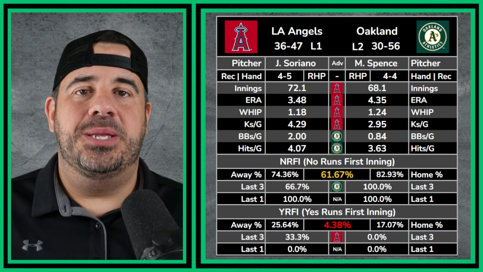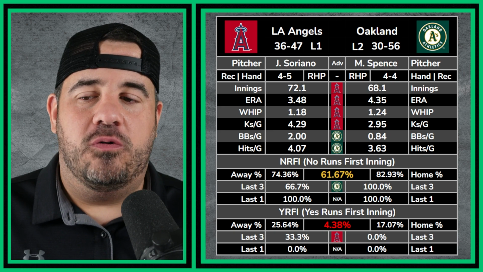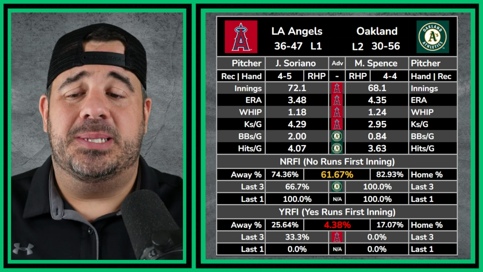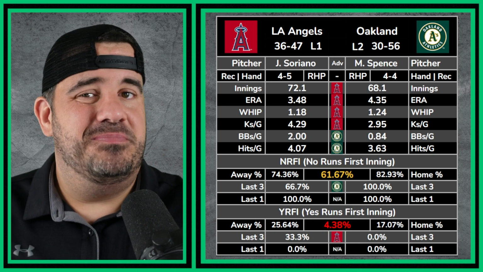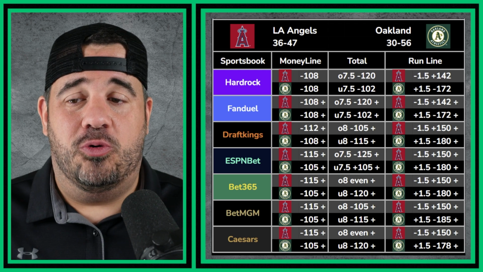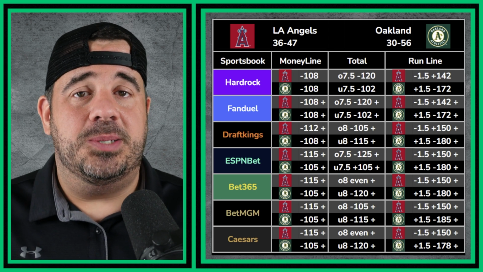All right, next we got the Angels and the A's. We got Soriano 4-5 with a 3.48 up against Spence 4-4 with a 4.35. Murphy 6, 1.6 with these pitchers. Not going to be a thing we look at. Looking at the odds, it's a pick 'em across the board basically. 7.5 and 8s for your totals out there.